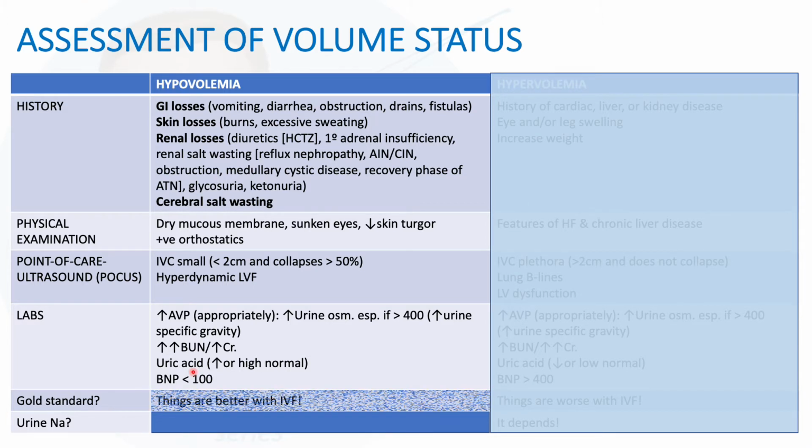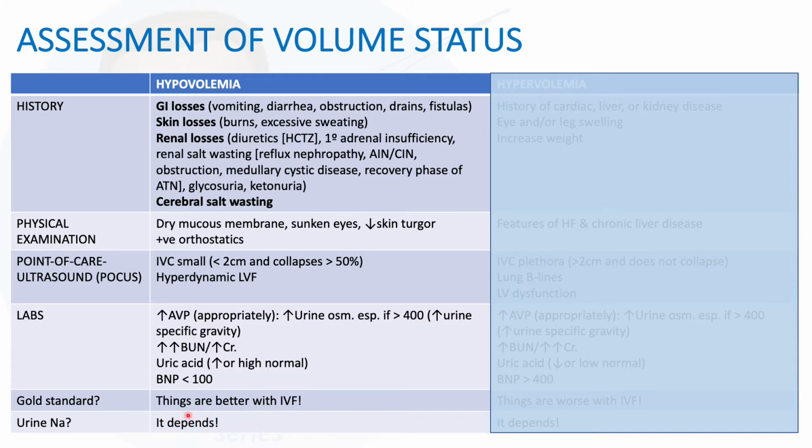Of course, as we talked about before, there's no gold standard test for volume status assessment, but usually with hypovolemia, when you give them fluid, things get better. So that could be an indication that it's a cause of hyponatremia. Now, of course, you really want to do a good assessment before you give fluids, because if the patient is having hypervolemia, then giving fluids will make things worse.